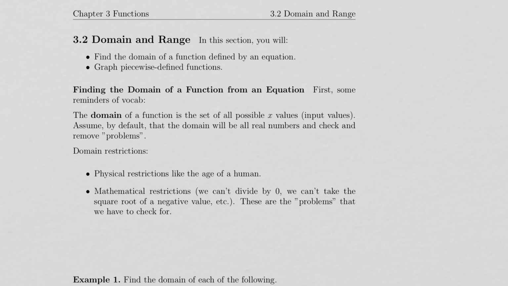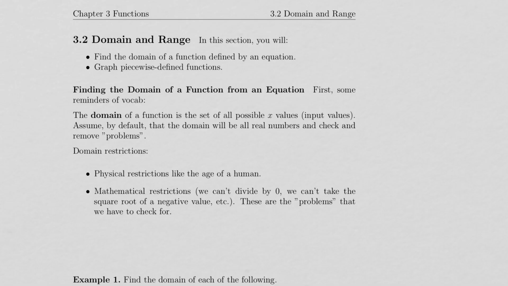So for the domain of a function, if we have some function that is represented in equation form, we're going to assume that the domain will be all real numbers, and then check and remove any problems that we will have. And by problems, it's going to be things like we can't divide by 0, right? So the denominator can't be 0. If there's any input values that make the denominator 0, that's going to be a problem.